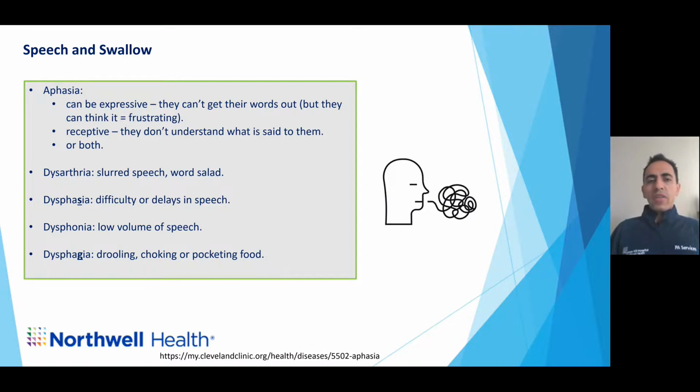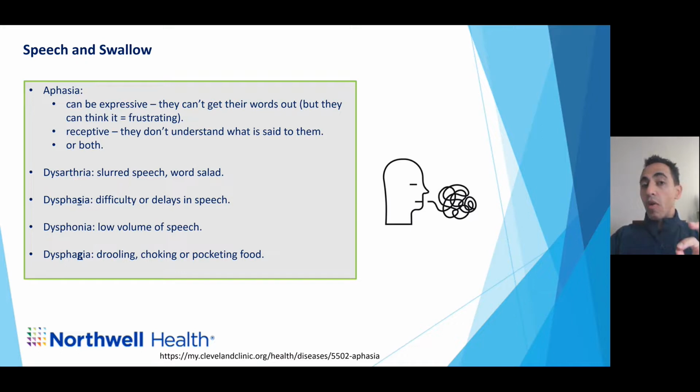of both. And if it's not aphasia, they can have a dysarthria, which is slurred speech, or me trying to talk to you right now, or word salad, and dysphasia with an S, which is just a difficulty or a slow response. Like they're not talking normal. They were before, but now they're not, right? That's typically what you walk into. And that can be dysarthria or dysphasia.